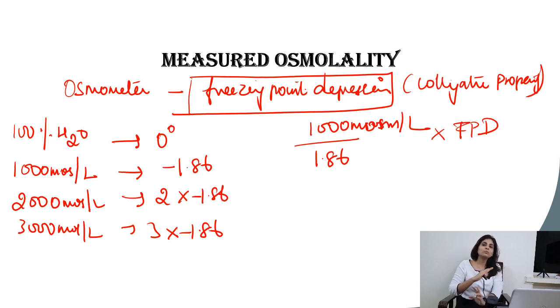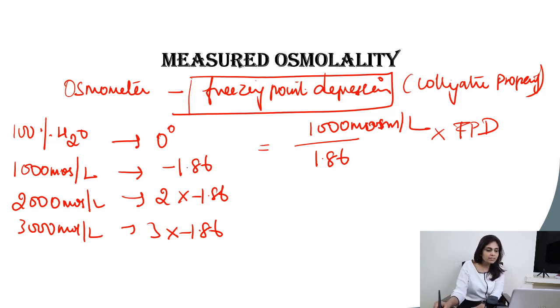Though the term osmometer sounds sophisticated, all that the osmometer does is receive a serum or plasma whose osmolarity or osmolality we are trying to measure. It allows the serum or plasma to freeze and observes the temperature at which it freezes. And we all know that if the freezing point depression is 1.86, osmolarity is 1000 milliosmoles per liter. So for the given freezing point depression of plasma, what is the osmolarity?